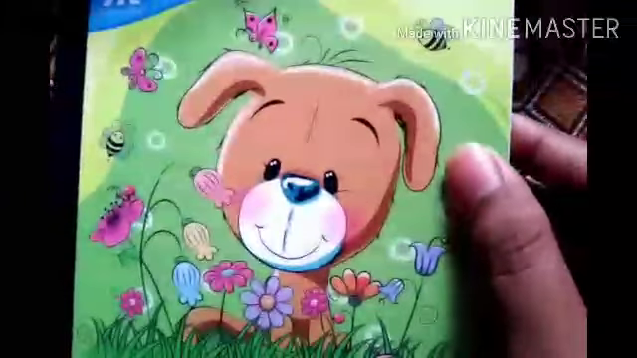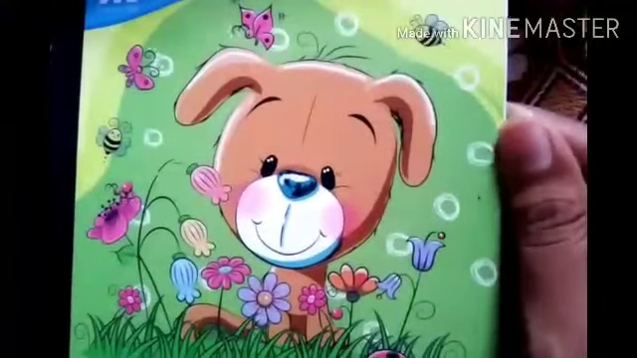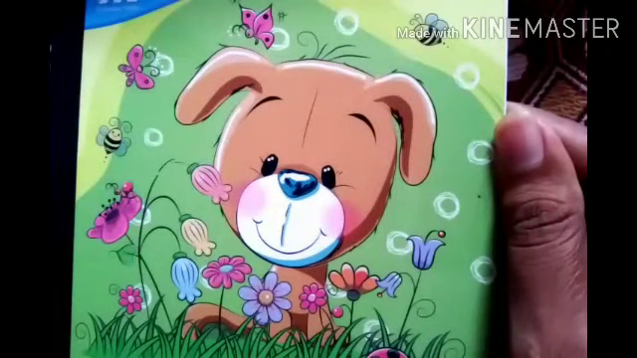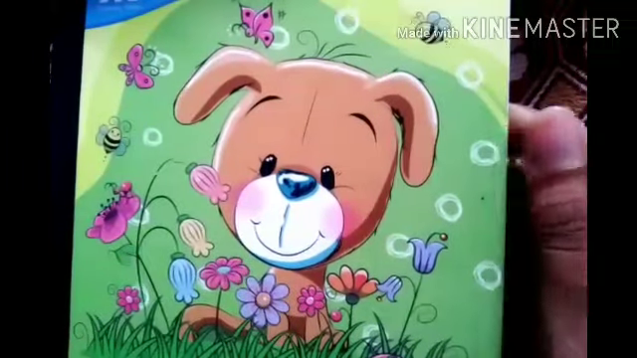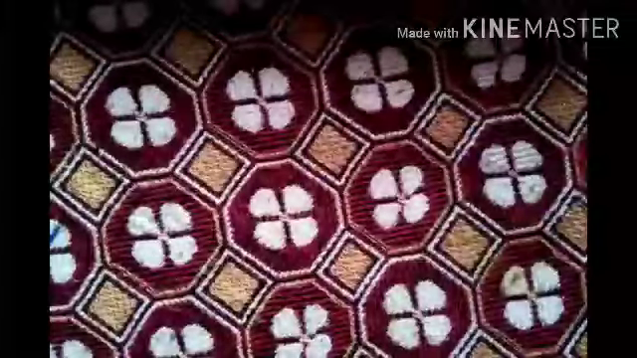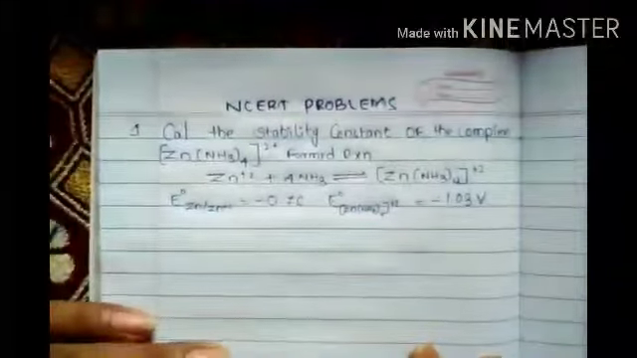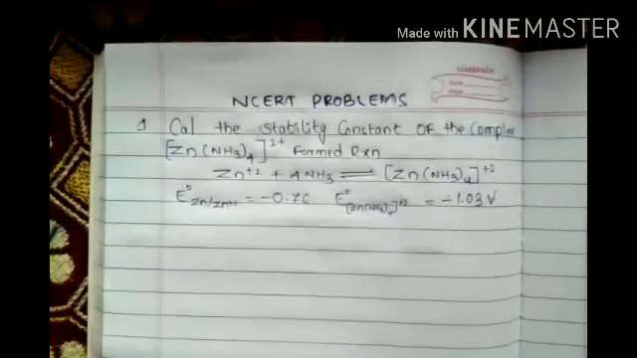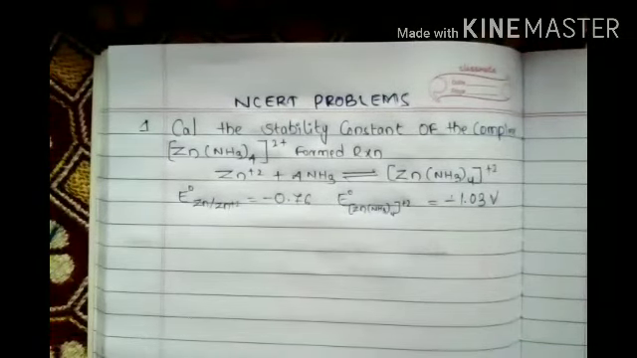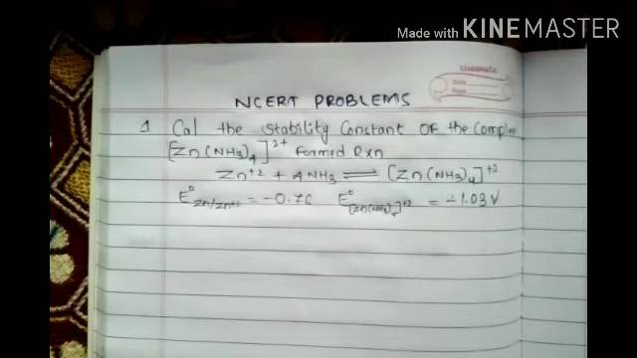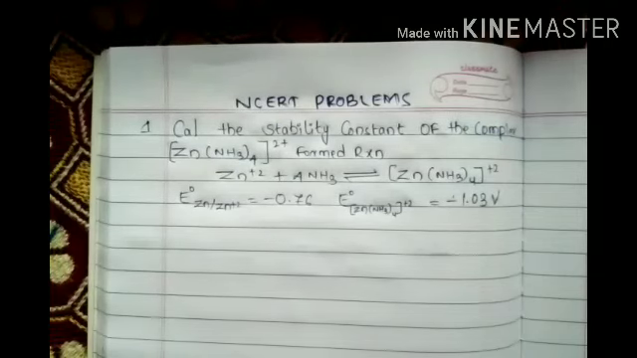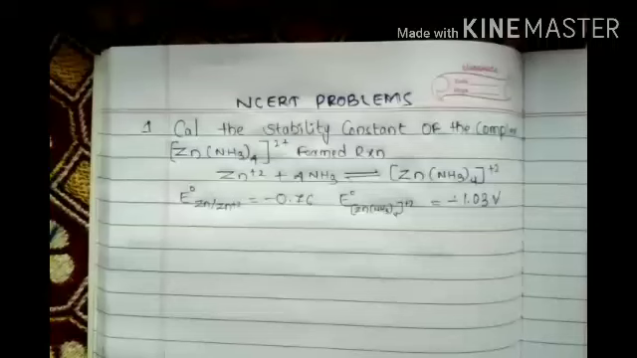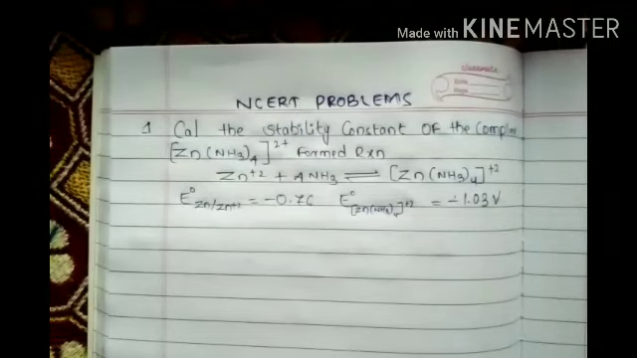The first problem is from yesterday's test. Whatever questions I gave, I am explaining all those questions today. Okay. See, problem number 1, NCERT problem. Calculate the stability constant of the complex Zn(NH3)4 2+ formed by the reaction Zn2+ plus 4NH3 gives rise to Zn(NH3)4 2+. Okay, they have given the Zn potential and the zinc with ammonia combined.